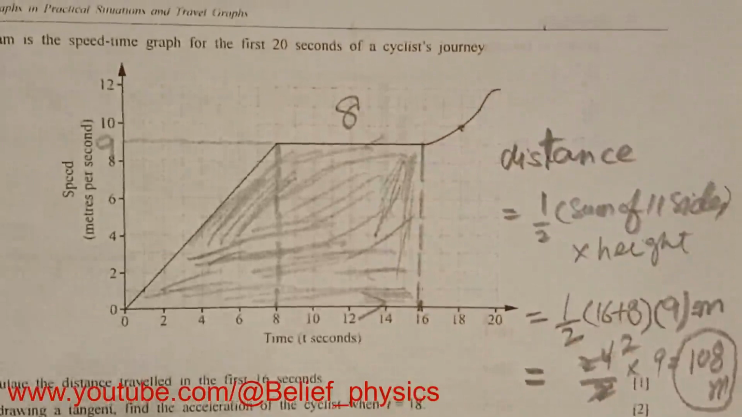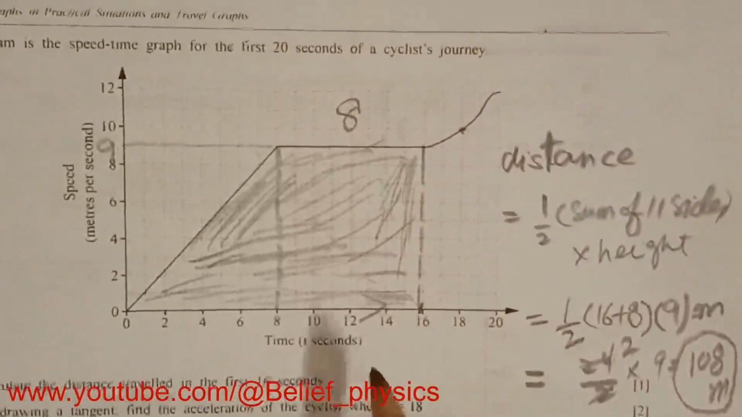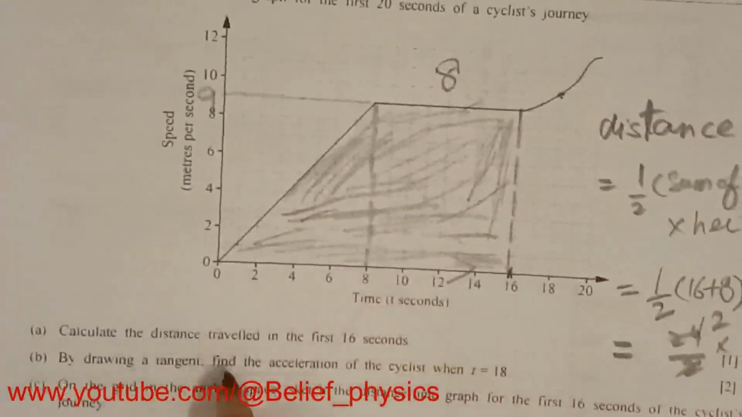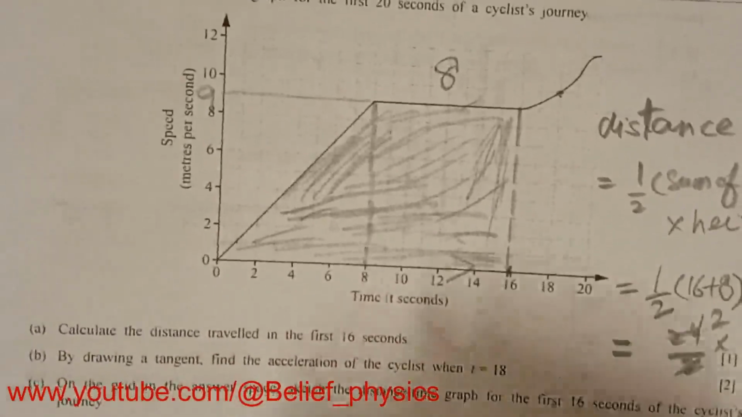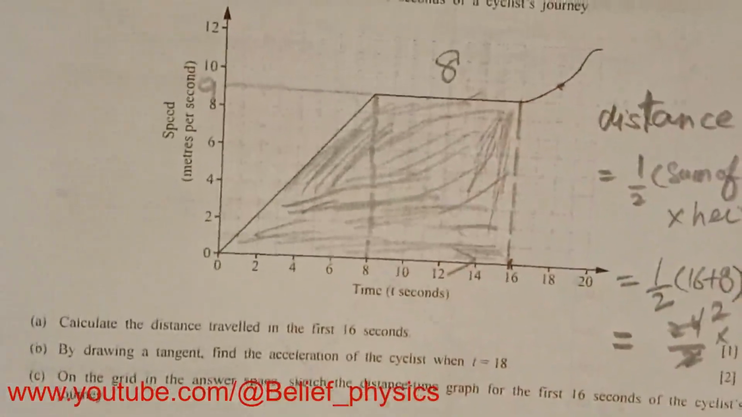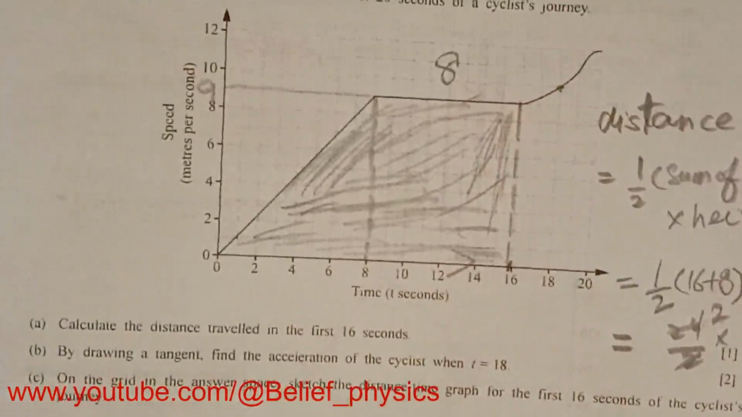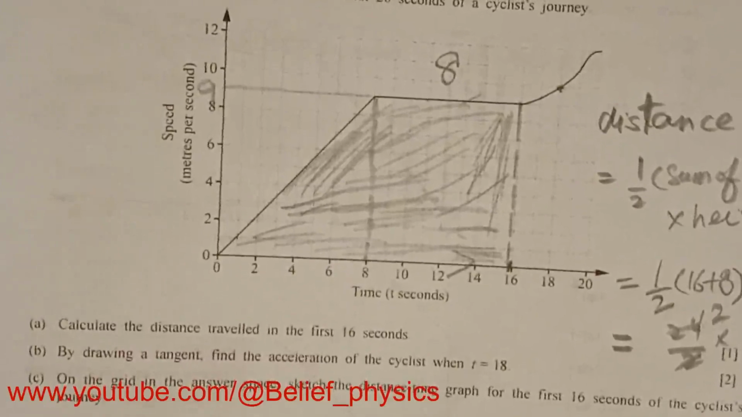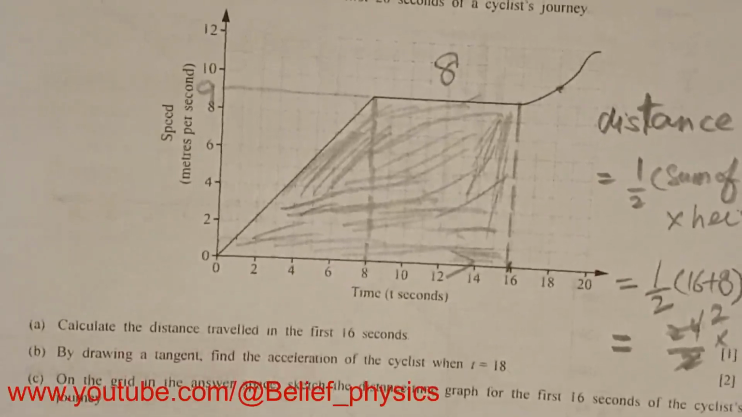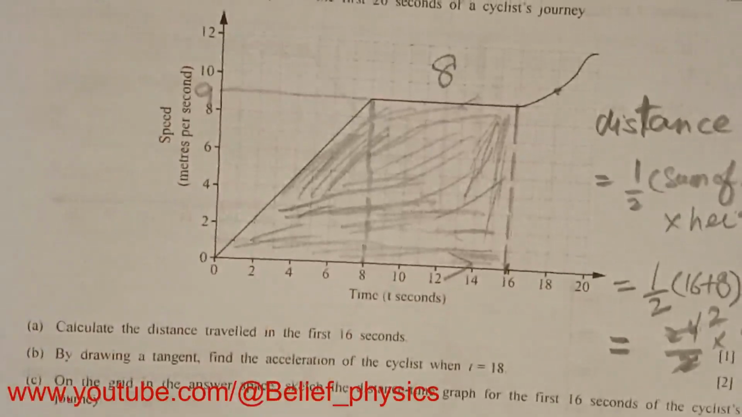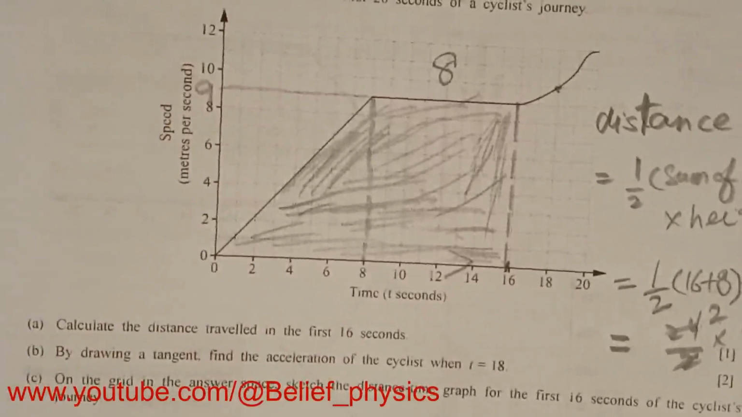The second part is by drawing a tangent. Find the acceleration of the cyclist when t is equal to 18. Where is t 18? T 18 is this point. I will draw a tangent on this point, and you know that the gradient of that tangent will give you the gradient of the curve at that point. In a velocity time graph, the gradient of the curve gives you the acceleration.